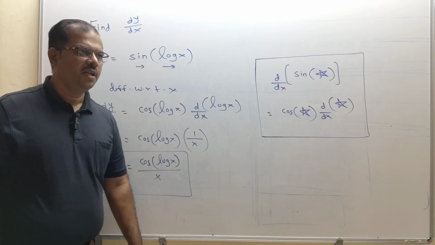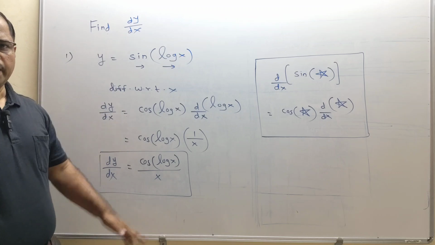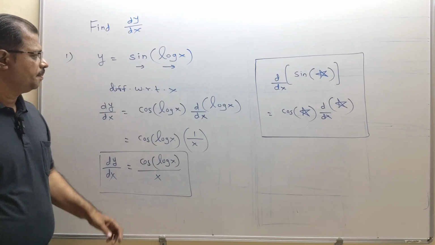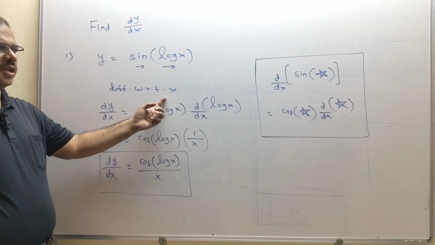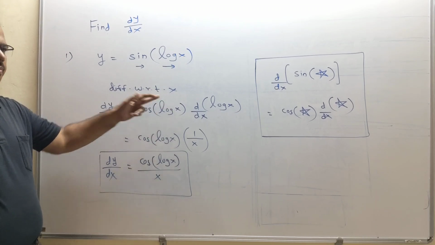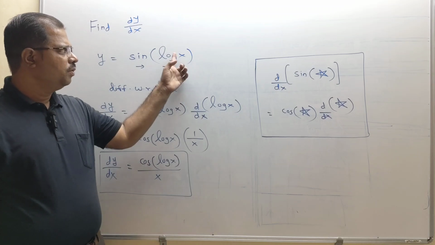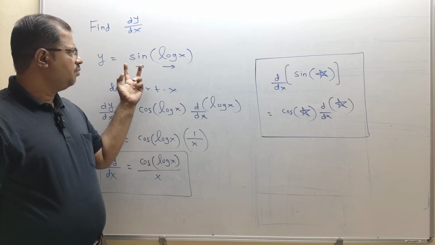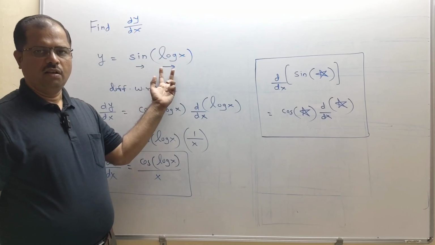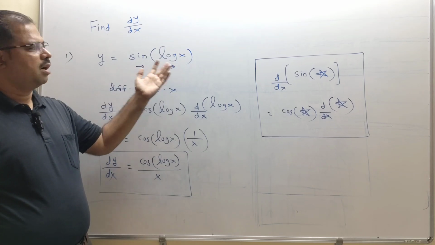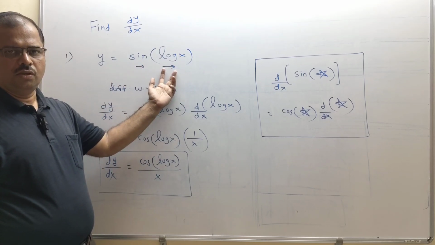Now find dy by dx for the following. y is equal to sine of log x. Differentiate with respect to x, the derivative of y with respect to x, dy by dx. Now see here, if we go towards x, the outer function is sine and the inner function is log.